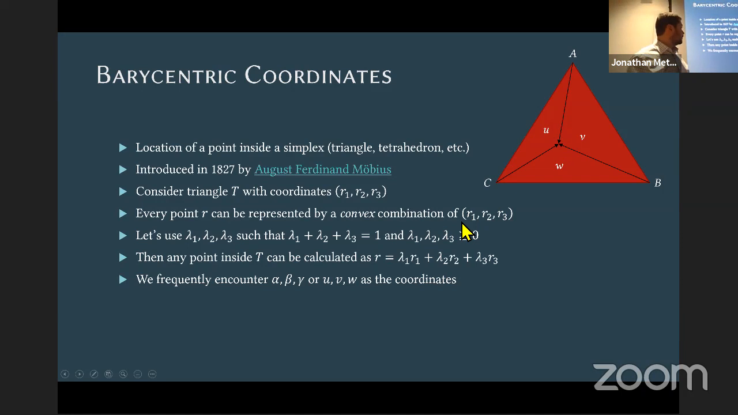So you'll find alpha, beta, and gamma in the literature. You'll find U, V, and W also in the literature. So they're all talking about the same thing. So for simplicity, I'm going to use U, V, and W. It's easier on the eyes.